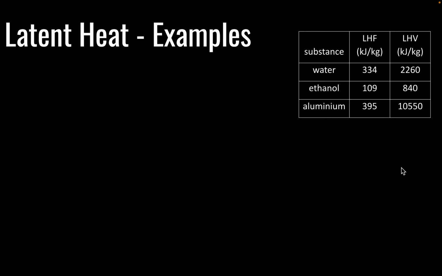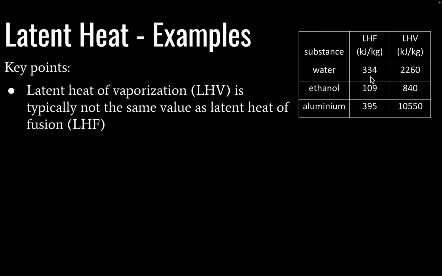All right, so we're going to look at some examples of latent heat of fusion where we have melting and freezing, and vaporization where we have condensation and vaporization or boiling. There are a couple things we should notice right away looking at these examples. The first is that these values are not the same. For water, ethanol, and aluminium, our latent heat of fusion and our latent heat of vaporization are two very different values. What we notice here is that the latent heat of vaporization is typically larger than the latent heat of fusion, and in some cases enormously larger.